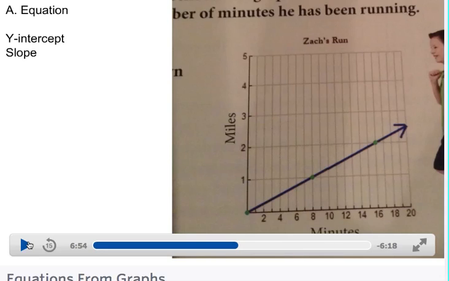Okay, we're now going to do example 2. So the first thing we need to do is write the equation. So the y-intercept is at 0. Now we have to find the slope. So we're going to do the same thing. We're going to make a table and find 2 points. Here's one of the points right here. Here's another point right there.